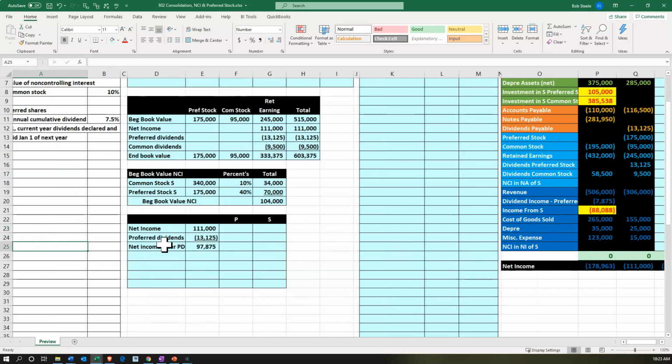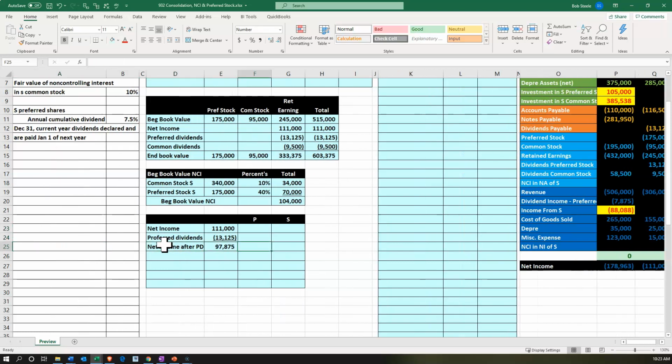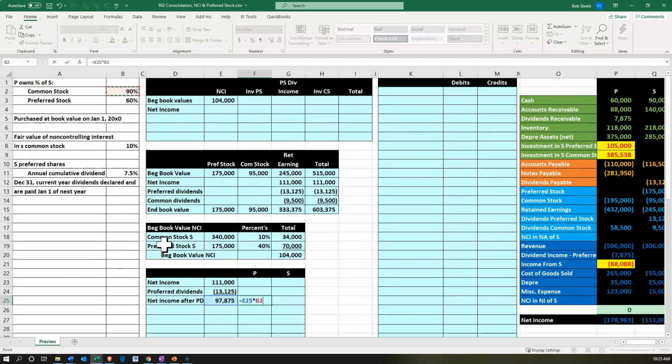And then we're going to break that out between our percentages. We're going to say, all right, now let's take that number times, for P's, the controlling interest, 90%. And then let's take that number times S's non-controlling interest, which is the 10%.